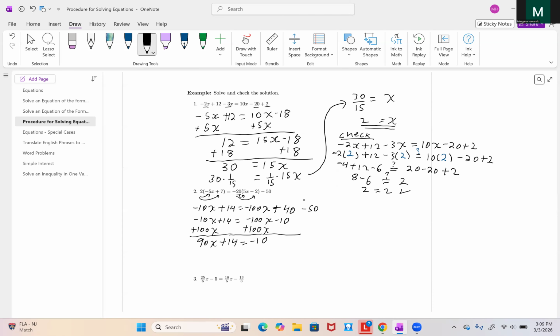Now we have a constant term on the same side as the variable term. So we're going to apply the addition principle to move it to the other side of the equal sign. So we subtract 14 from both sides. 90x is equal to 14 minus 14 is 0, minus 10 plus minus 14 is minus 24.